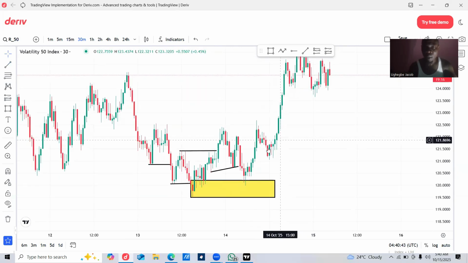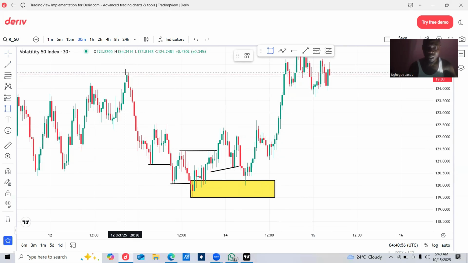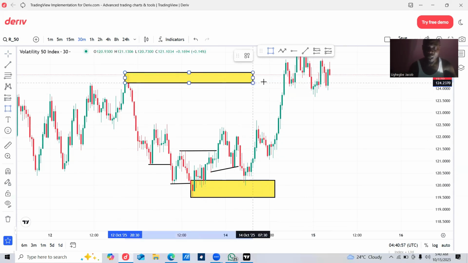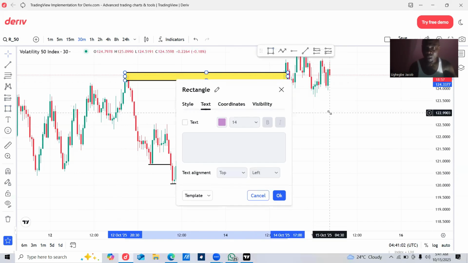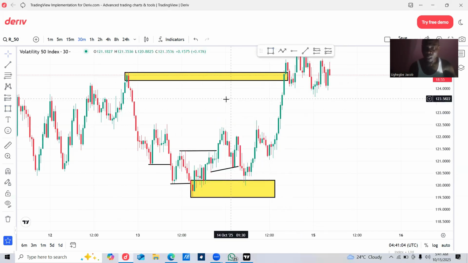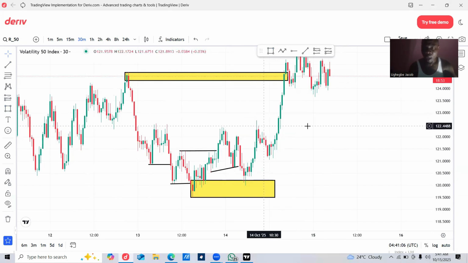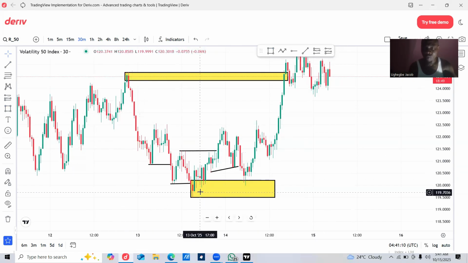So once you have seen that the market has tapped this area, and it started pulling up, first of all, I will target this area as my point of interest, as my profit target. Why? Because it was the high that created all this movement.